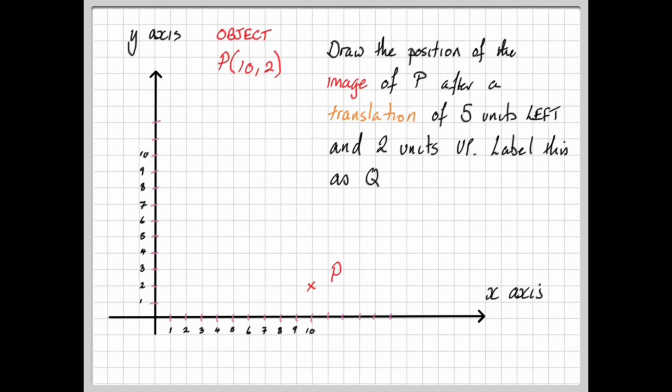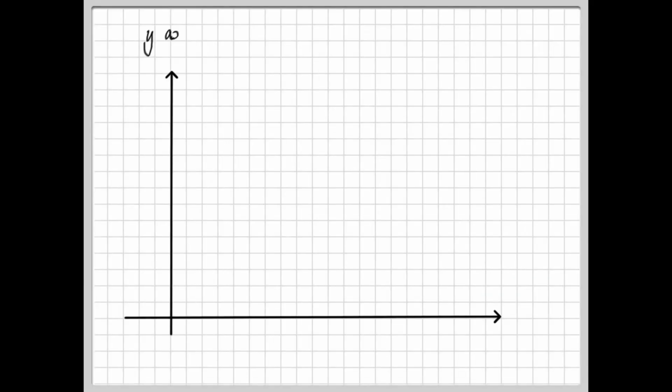Mustn't forget, we're going to label it. In this particular example, we're going to call it Q. So I go 5 left, 1, 2, 3, 4, 5, and then I go up 2. 1, 2, I'm in the right position, and I label that as Q. That's all there is to it. Okay, let's have another example.